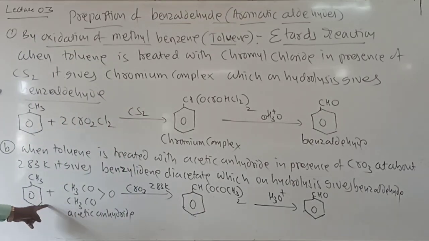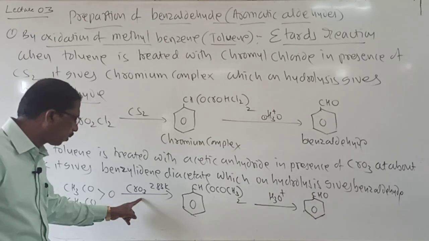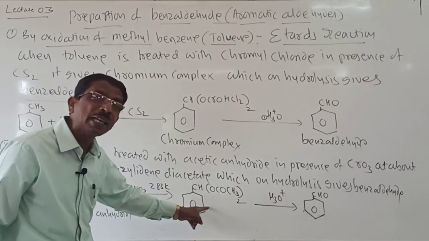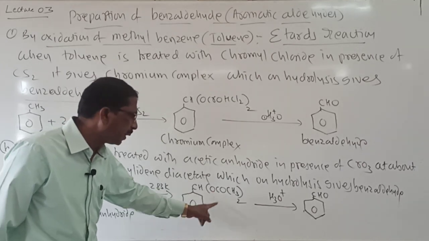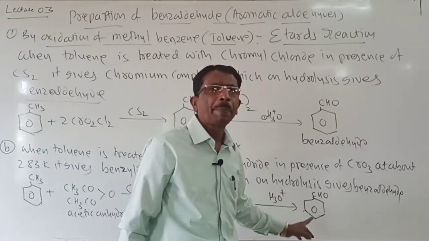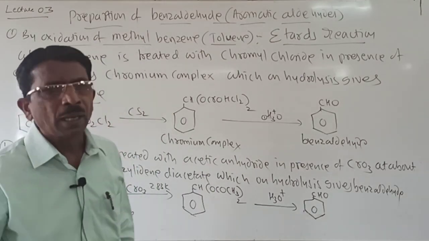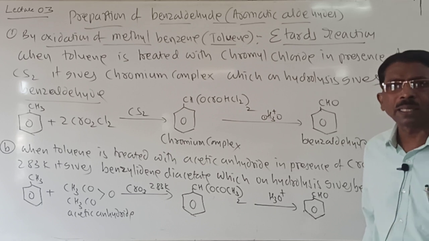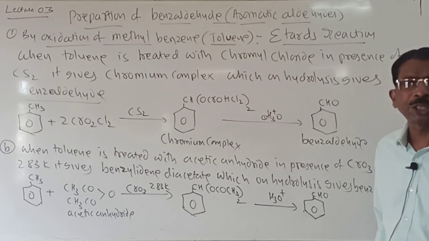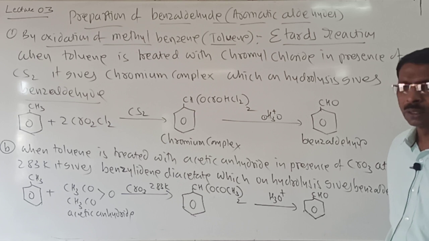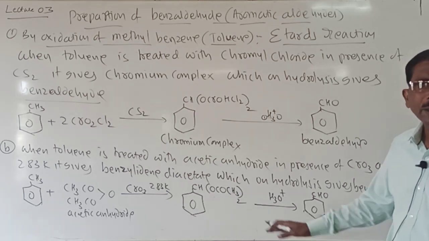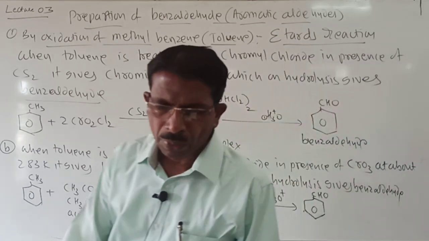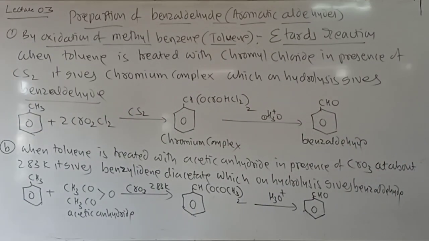Look here, students, when toluene is treated with acetic anhydride in presence of chromic oxide at 273 to 283 Kelvin, it forms benzylidene diacetate, and this benzylidene diacetate on acidification gives benzaldehyde. So these two are from toluene, and another reaction is also called side chain chlorination or side chain halogenation, where we are using the same toluene. Both carry 3 marks. Now let us see side chain chlorination of toluene.